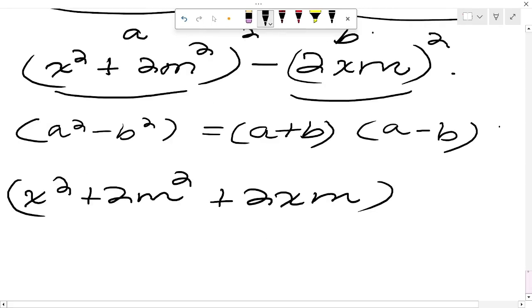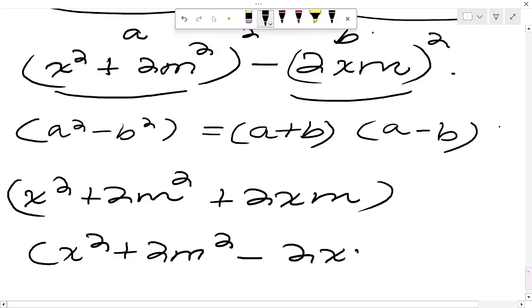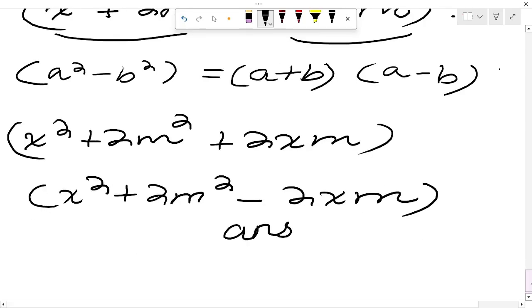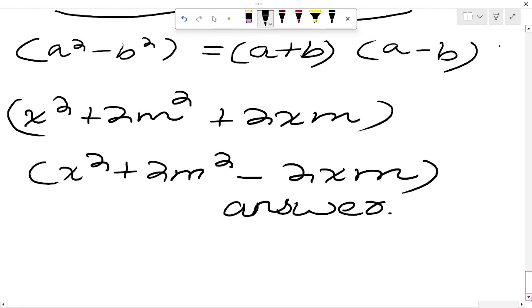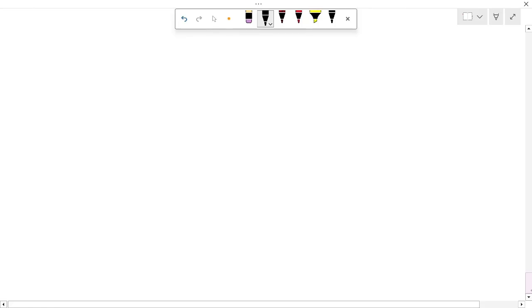So what will I do next? I will subtract b from a. So what is a? x square plus 2m square. Now I'll subtract from this b, which is 2xm. So this is our final answer. Now let's move on to the next question.